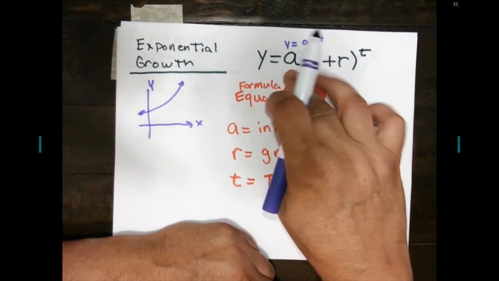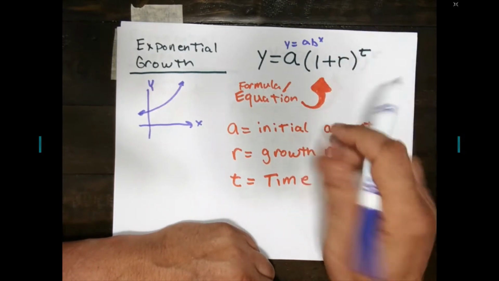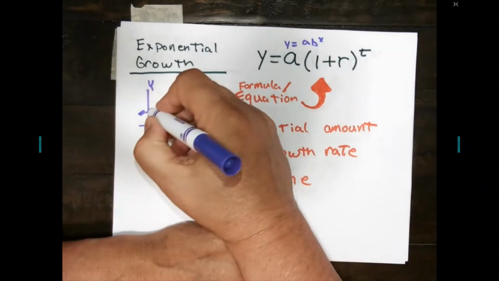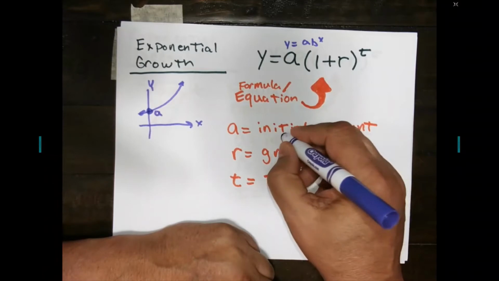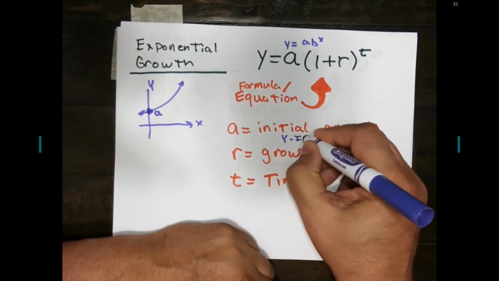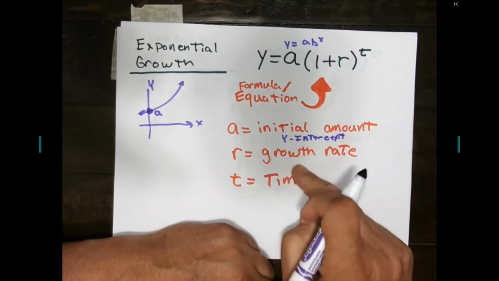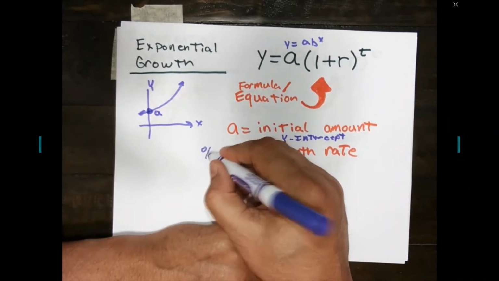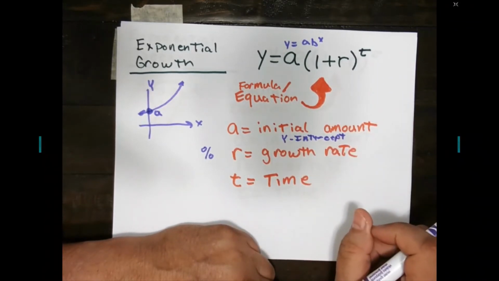Let's define what each one of these are first. Not r, but A-R-E, R. A is the initial amount, starts right here. It's the same thing as the y-intercept, as you know. R is the growth rate, and that's going to be in a percentage. You'll see in just a minute on our examples.